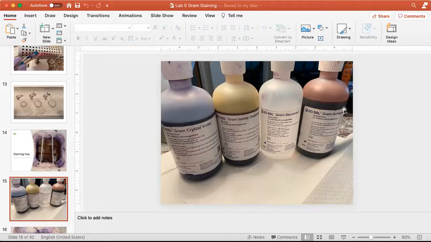Now, if you're a busy microbiology lab, you can go through these bottles relatively quickly. If not, they last a long time because there's a lot of volume of each one of these chemicals in here.